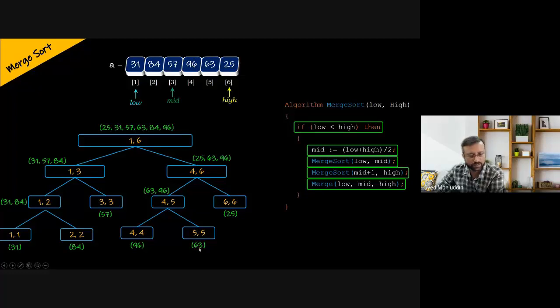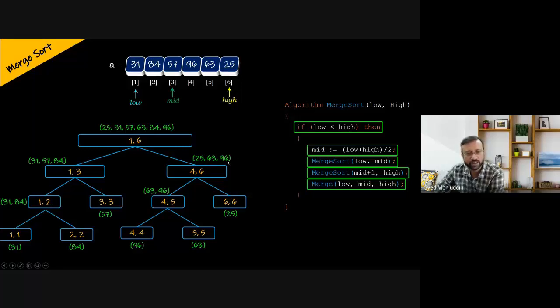5, 5, 63. At fifth index, we have 63. So these two are subsets with only one element. Merge them. They are already sorted. So when we merge them, we get 63, 96. Then 6, 6 is 25. Here we have 25. Merge them. Both are sorted subsets. Merge them to get a sorted set.